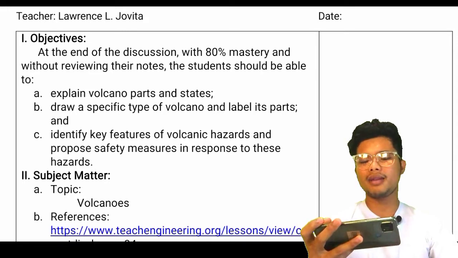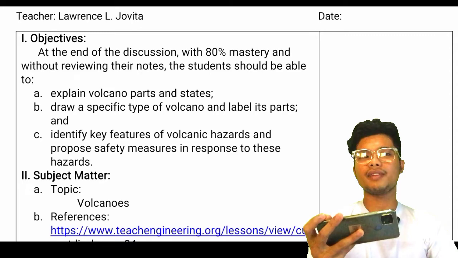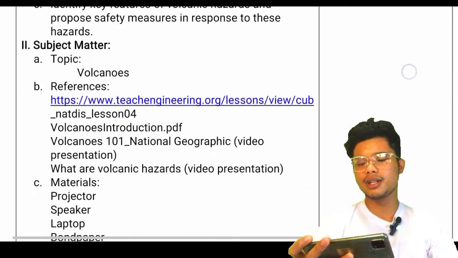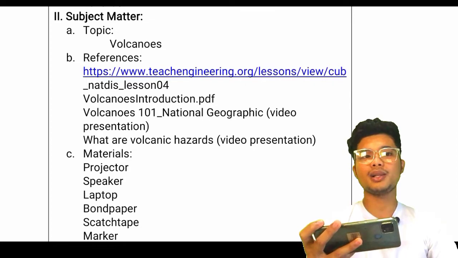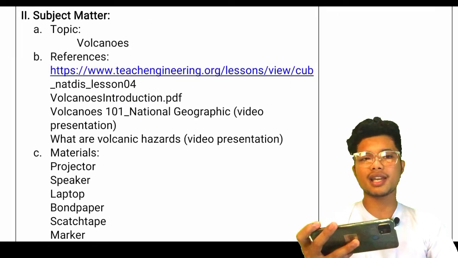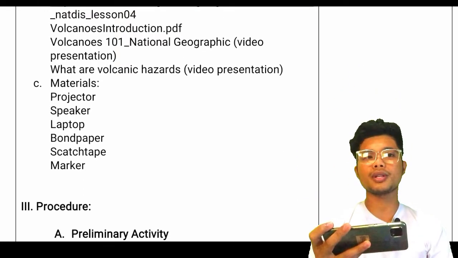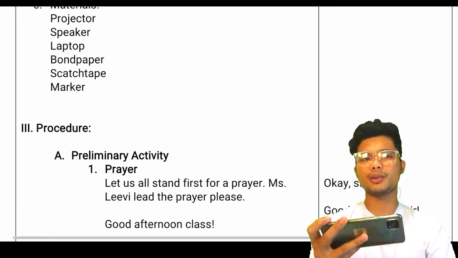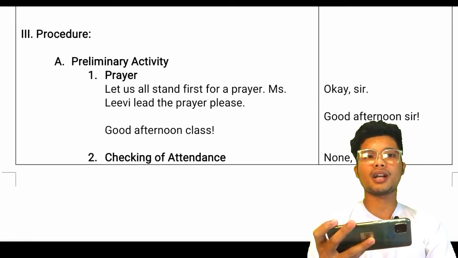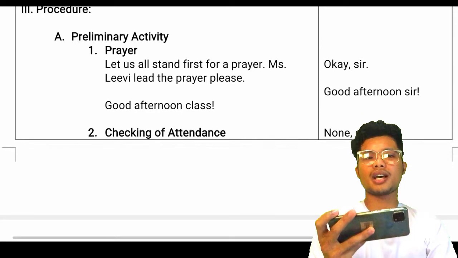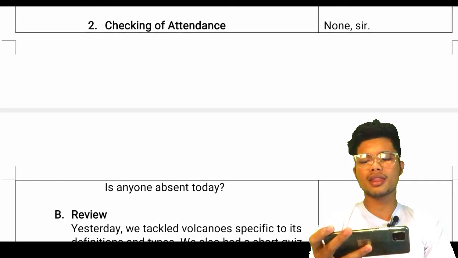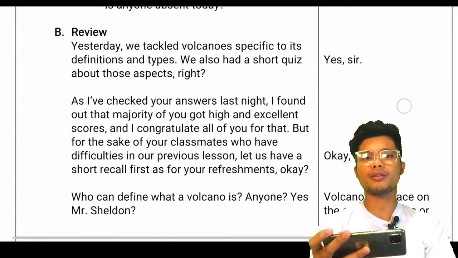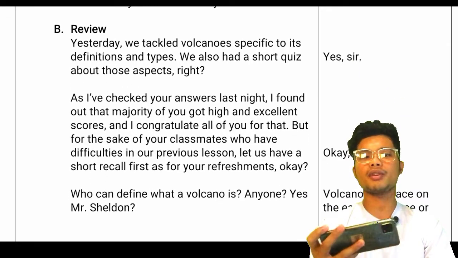As a basic part of a lesson plan, I have indicated the objectives and the subject matter to be taught. That includes the topic, the references, and the materials. And also, of course, the main procedure, which includes the preliminary activity, such as the prayer, checking of attendance, and the review, which focuses more on reviewing the previous topic.